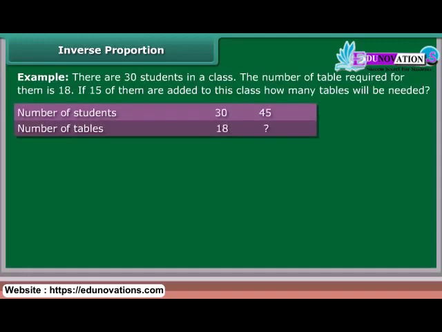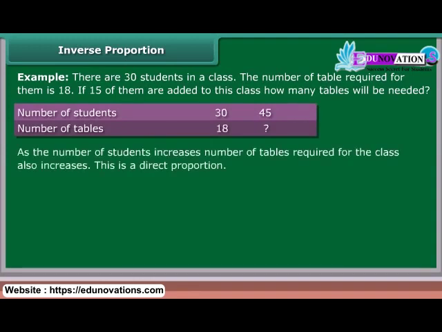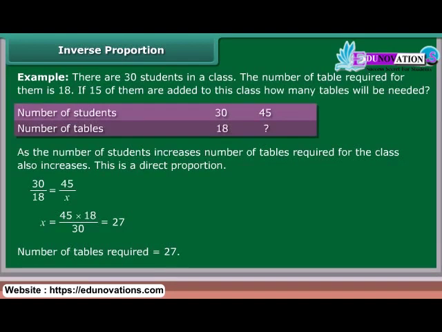Example: there are 30 students in a class. The number of tables required for them is 18. If 15 more students are added to this class, how many tables will be needed? As the number of students increases, number of tables required for the class also increases. This is a direct proportion. 30 upon 18 is equal to 45 upon x. X is equal to 45 into 18 upon 30, which is equal to 27. Number of tables required is equal to 27.